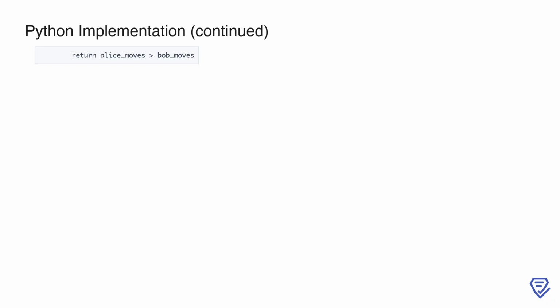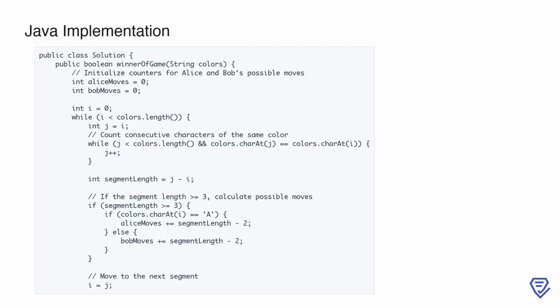This approach ensures that we only traverse the string once, making it efficient while correctly evaluating the number of moves each player can make based on the game's rules. Here, we begin our Java implementation of the problem by defining the class Solution and the method winnerOfGame, which takes a string colors as input.